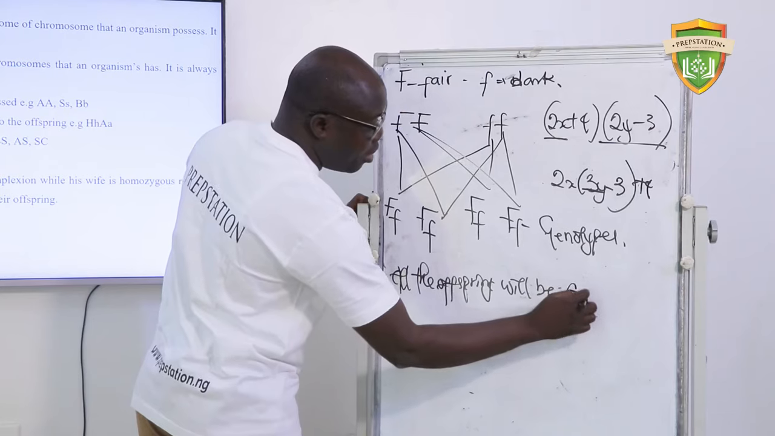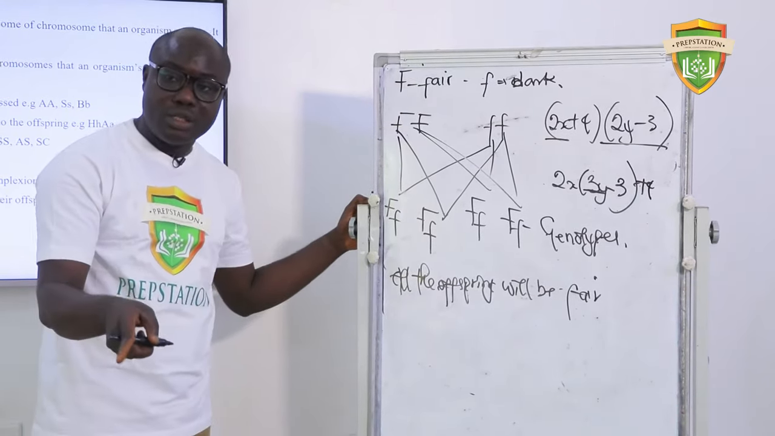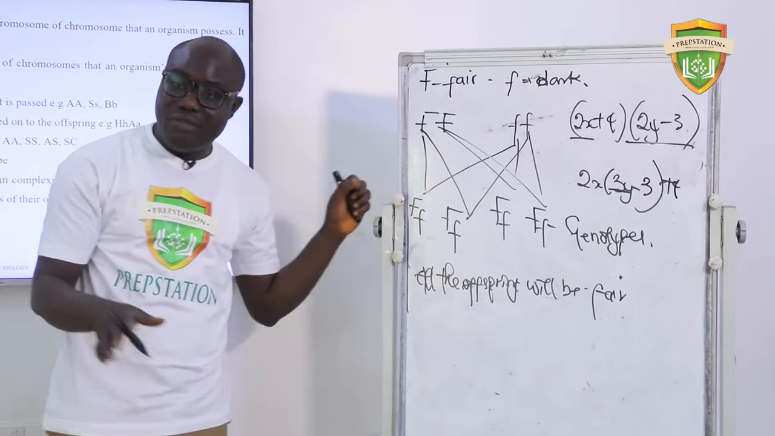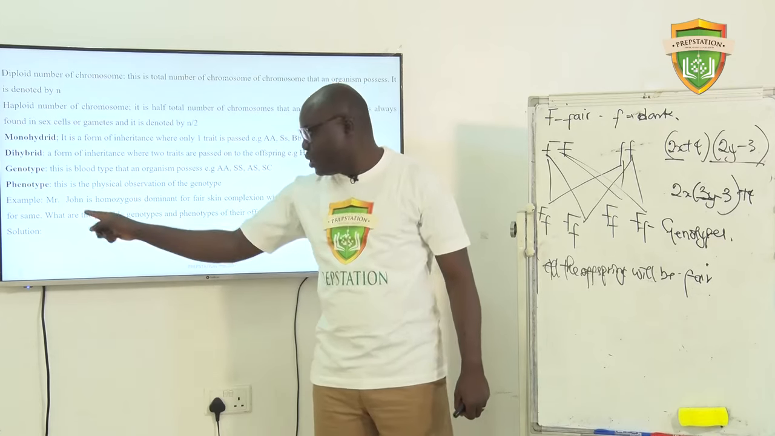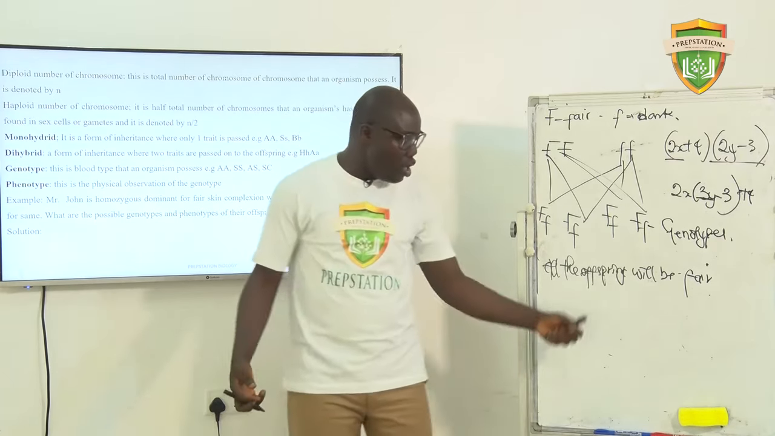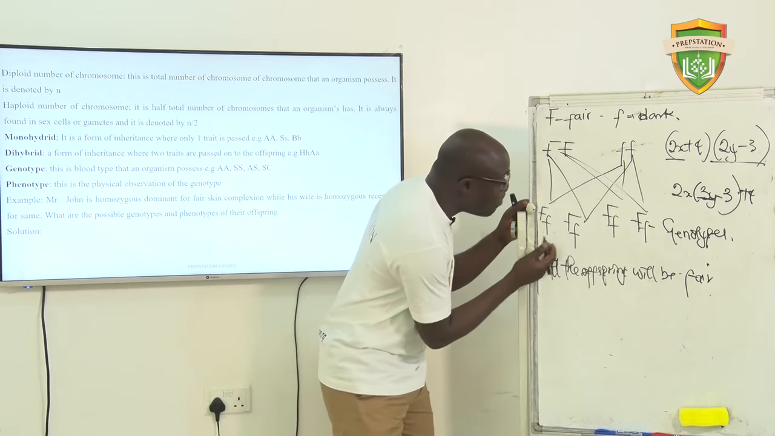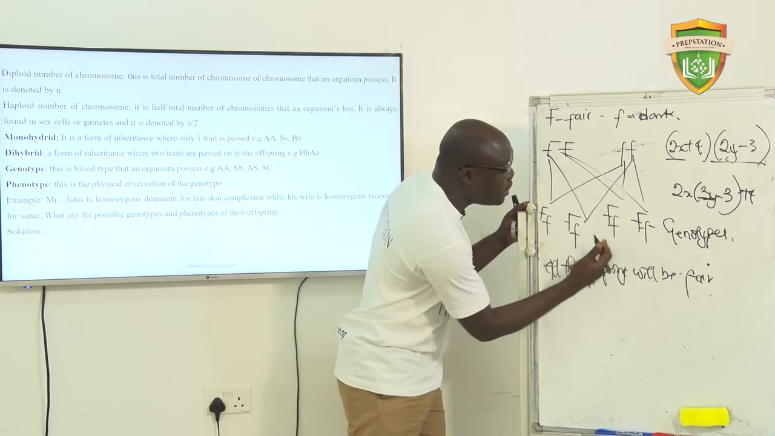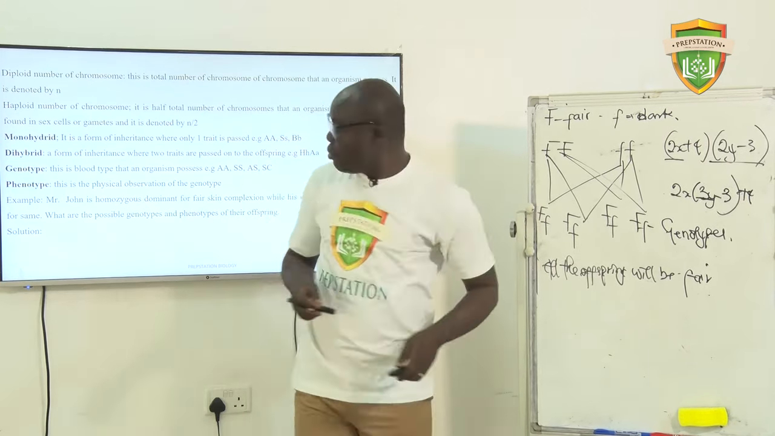It will be fair. Even though they are all heterozygous, none of them look like the parents. They are all heterozygous. That means they have a combination, because the two parents are not heterozygous. Mr. John is homozygous dominant, Mrs. John is homozygous recessive. But the offspring will now be heterozygous dominant. Why? Because they are having different alleles. This guy, this guy, this guy. Am I with you? Can I move on? Hello, can I move on, please?